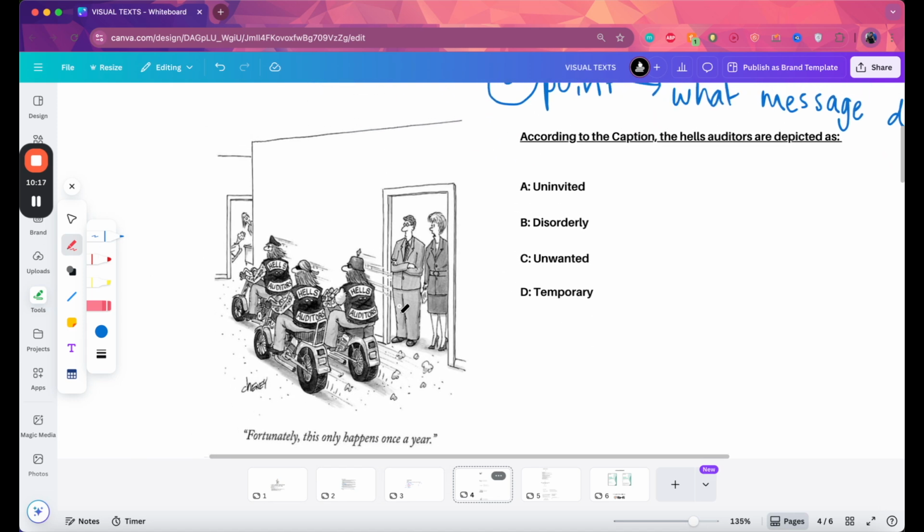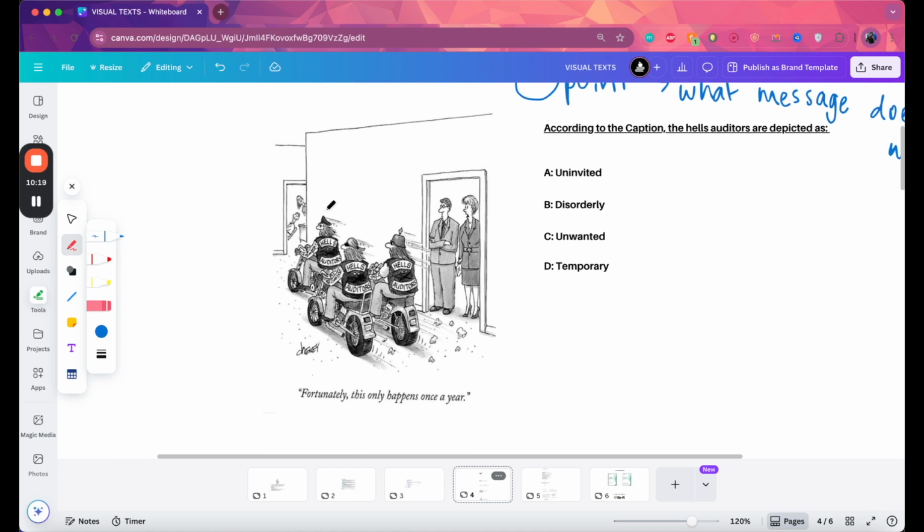So the first one here, we can see that it's this cartoon. There's the Hell's Auditors, it's a motorcycle group. You have the visual part of the cartoon, and then you have the caption. Most of the cartoons that you're going to deal with are going to have visual aspects and also caption aspects as well.